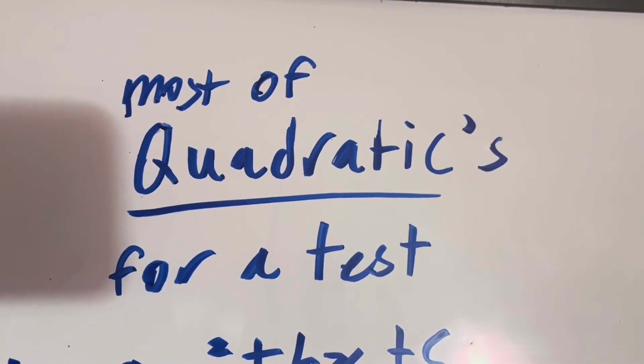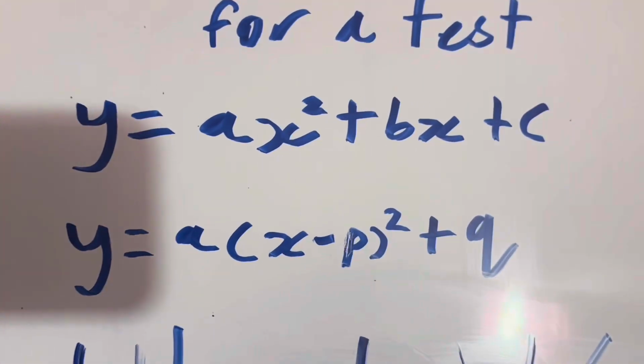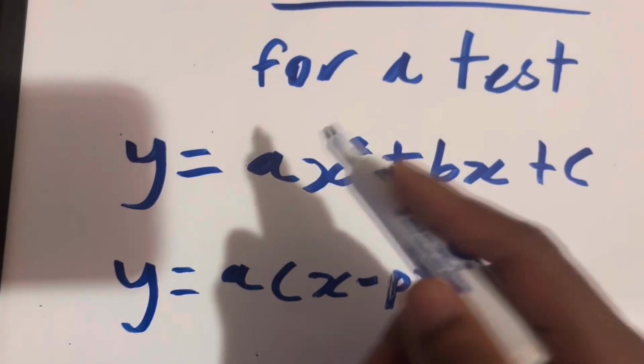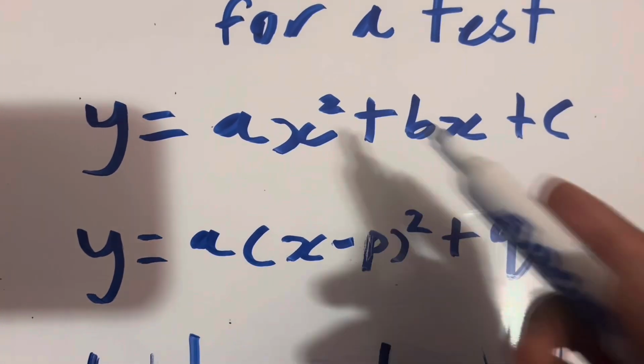This is most of quadratics for a test, right? We'll start off with the easy stuff that we should cover. So this is general form, this is vertex form. Let's go through what the variables mean.